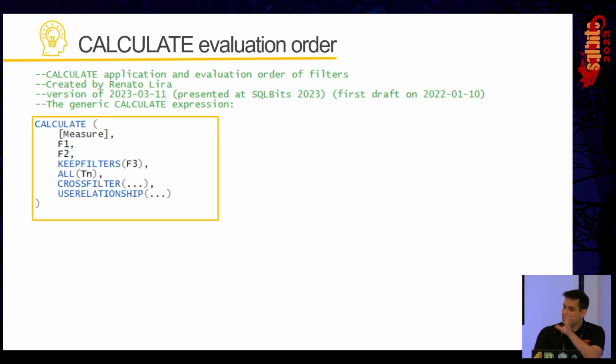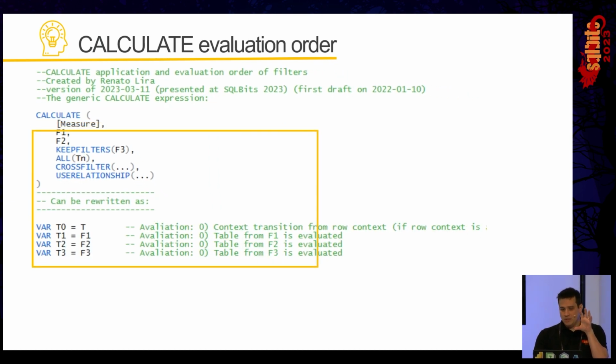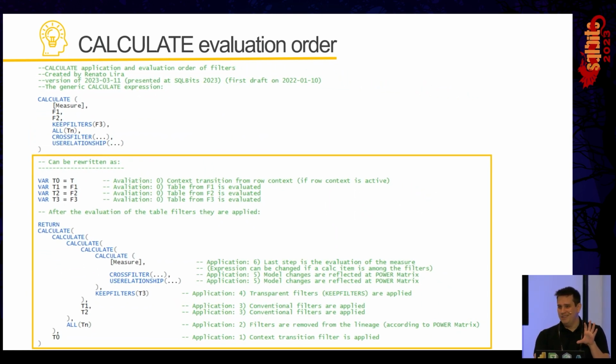So there's a generic expression with a measure and several kinds of filters, and you can read this single expression as this bigger one. So it's bigger, it uses variables, but once you know how to read nested CALCULATEs, it becomes way clearer, less verbose, and a more visual way to visualize these kinds of things. So here, I have 3 table filters, or 3 Boolean filters that internally are transformed into tables.